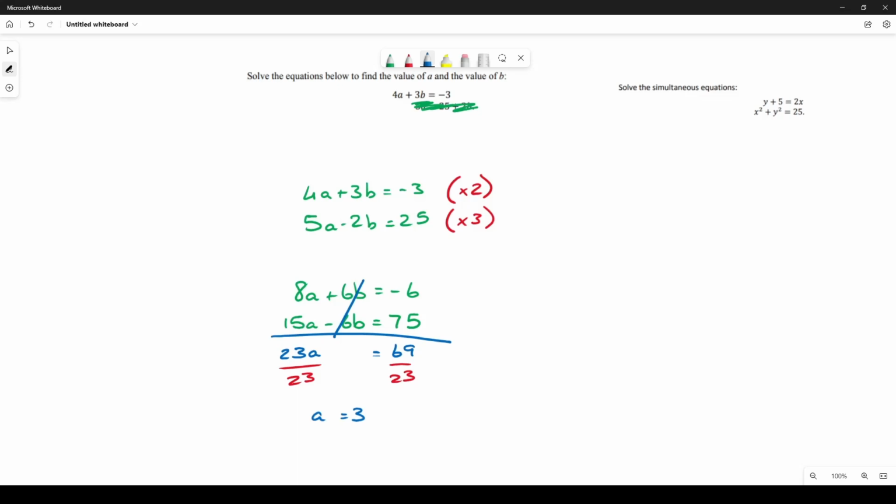Now what you could hypothetically do is do the whole thing again, but this time cancel out the A's. But that would take, not that it would take too long, it's just there's a quicker way of doing it. It's fine.